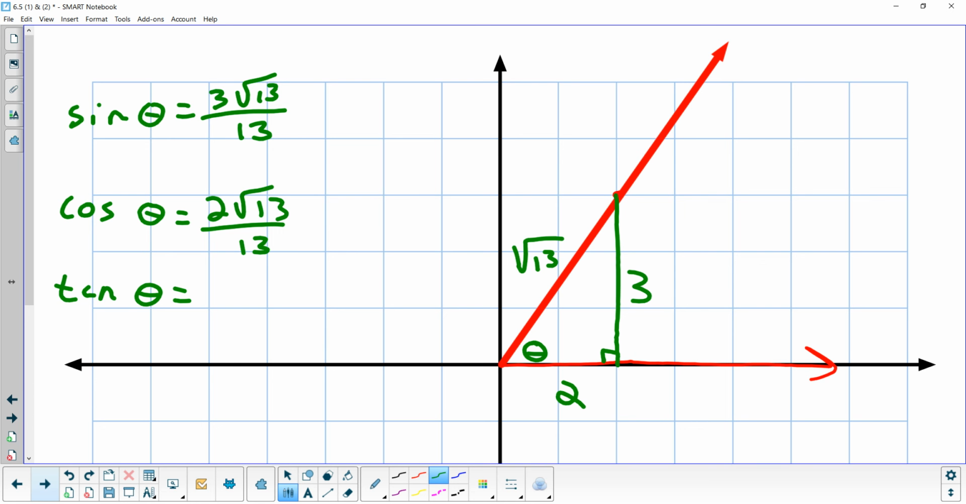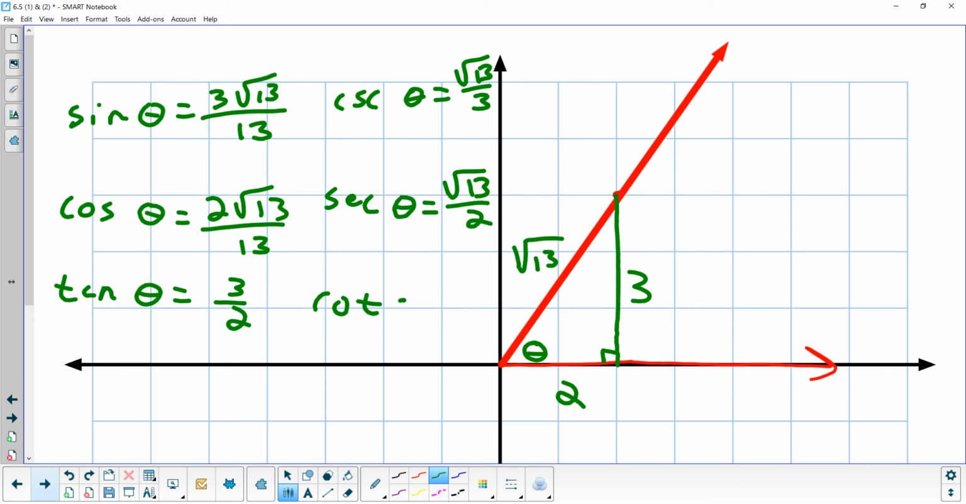And how about my tangent? Yeah. 3 over 2. What's my cosecant? That's hypotenuse over opposite. Tyler? The square root of 13 over 3. Yep. My secant is... Yep. Square root of 13 over 2. And my cotangent is 2/3.